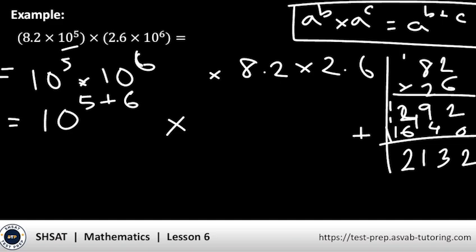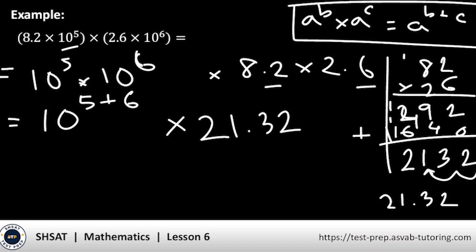But because we have a decimal here, there are 2 numbers next to the decimals. So it should be 2 units from the right. So my final answer is 21.32. So I'm just going to write 21.32 here. 10 to the power 5 plus 6 is what? 11, right? So you write 21.32 times 10 to the power 11.